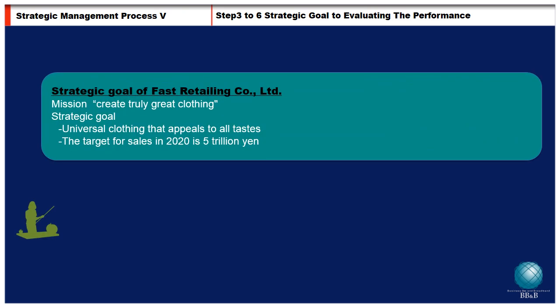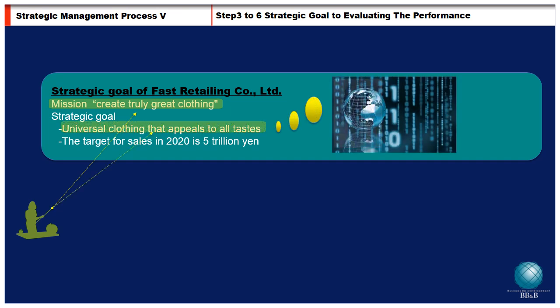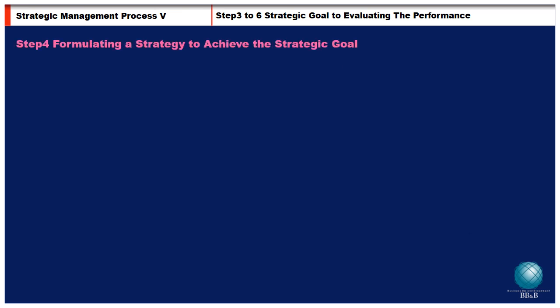Let's look at the strategic goal of Fast Retailing Company Limited. Its mission statement was "Create truly great clothing." Subsequently, types of clothes are more concretely expressed, such as universal clothing that appeals to all tastes. The target for sales in 2020 is 5 trillion yen. It is the largest share of the clothing market in the world, far beyond that of Gap.